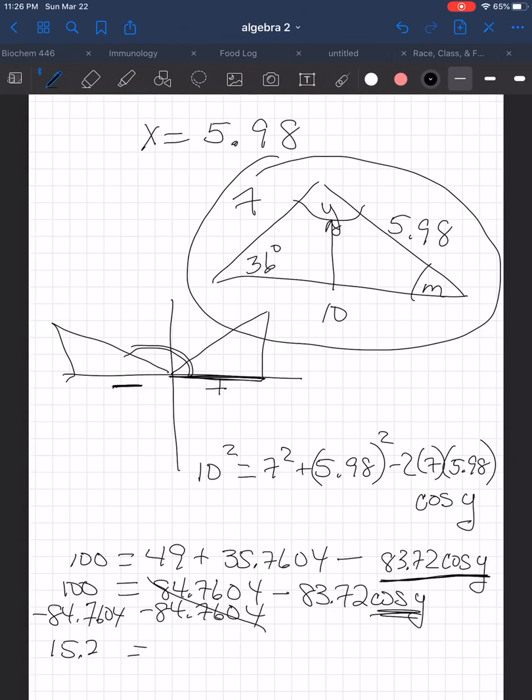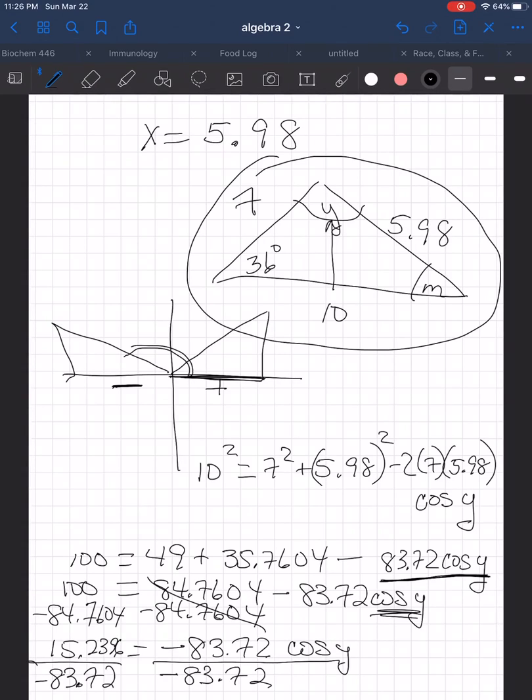So that's 15.2396 is equal to negative 83.72 cosine of Y. Now divide both sides by negative 83.72. Make sure you don't forget the negative. That's what's going to give us the obtuse angle.